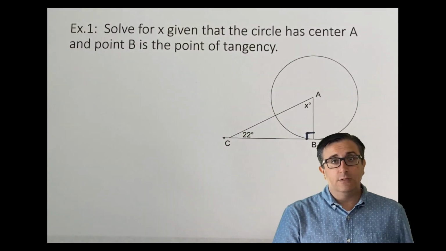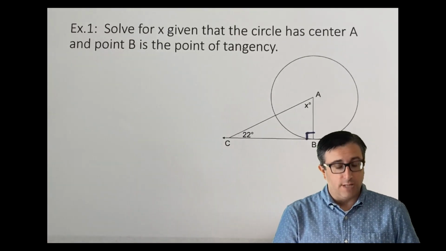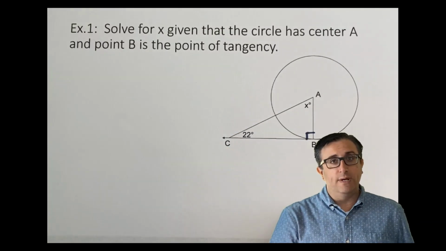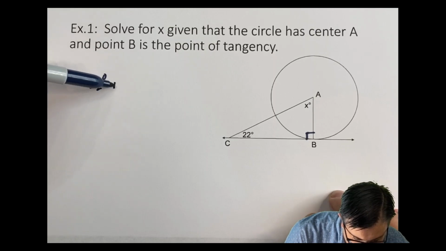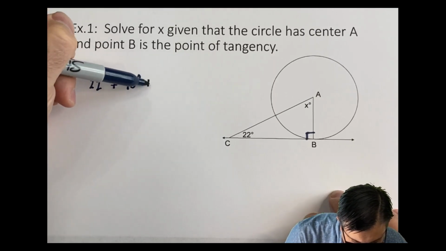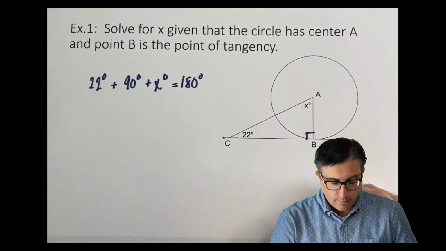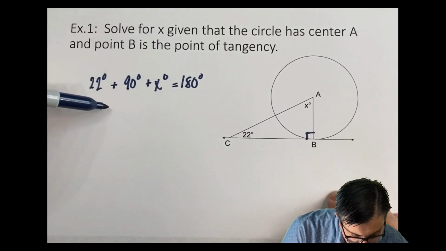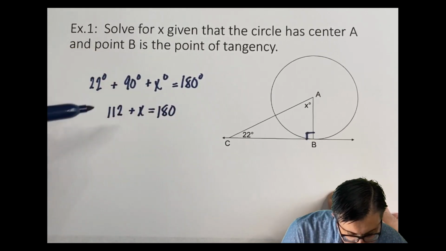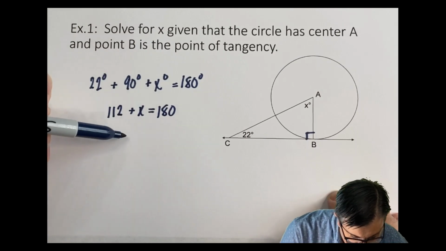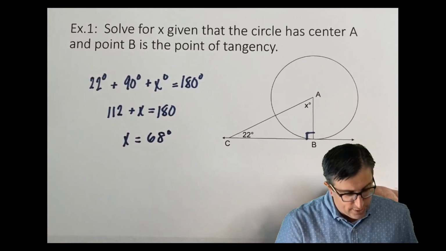Now that I know two angles of the triangle and I'm looking for the third angle, I know because of the triangle angle sum theorem that three angles always add up to be 180 degrees. So I can say 22 degrees plus 90 degrees plus x degrees equals 180 degrees. Combine 22 and 90, you get 112 plus x equals 180. Subtract 112 from both sides, you get the missing central angle to be 68 degrees.